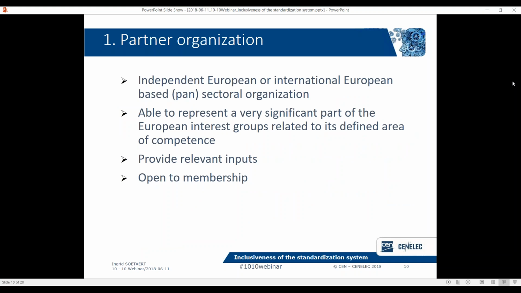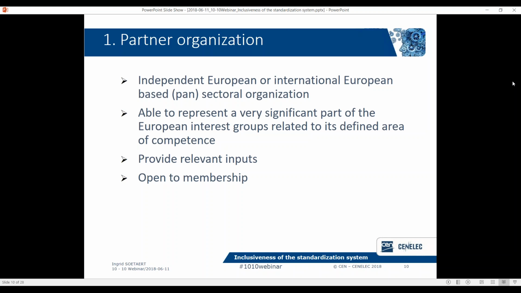Let's have a look at each of these 6 categories. The first category is the partner organization. An organization wishing to become partner organization of CEN and/or CENELEC has to be an independent European or international European-based sectoral or pan-sectoral organization. Under pan-sectoral, we have, for example, organizations promoting a defined category of stakeholders, such as SMEs, or societal interests, such as consumers, social or environmental stakeholders.